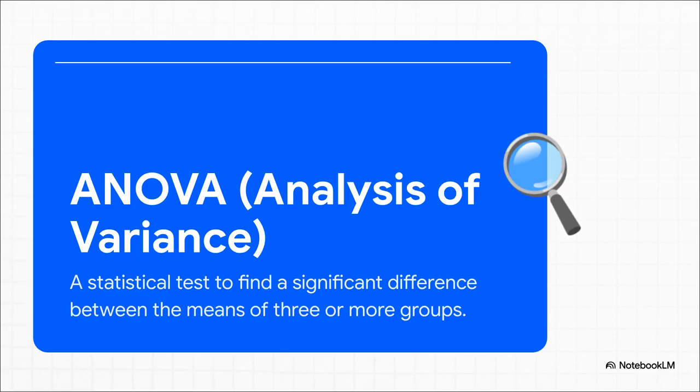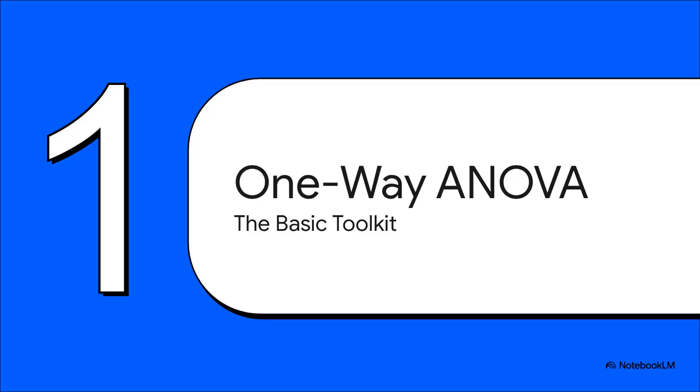ANOVA, which stands for Analysis of Variance, is the tool you use to compare the averages of 3 or more groups to see if the differences are statistically significant. Basically, it helps you cut through all the random noise to find a true signal. Okay, so let's start with the most fundamental version. Think of this as the essential go-to tool in your ANOVA toolkit, the one-way ANOVA.